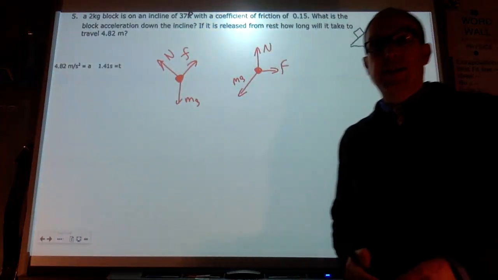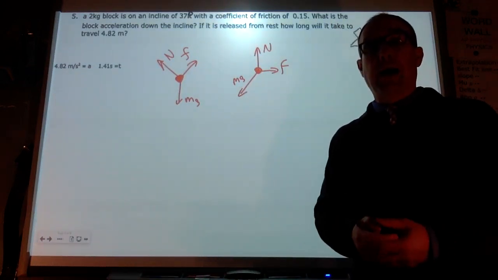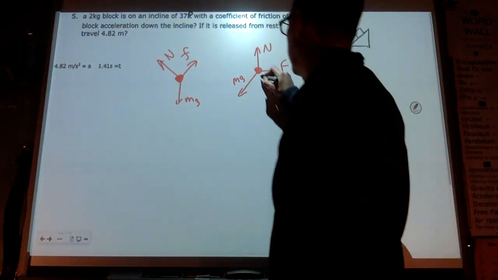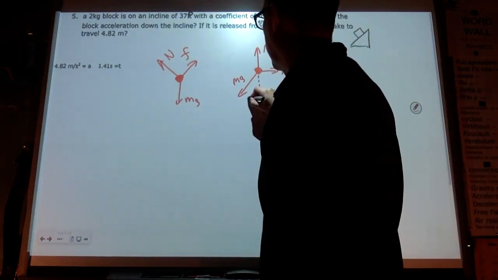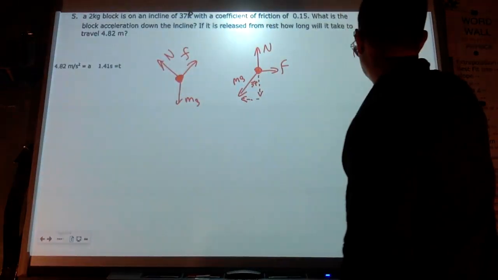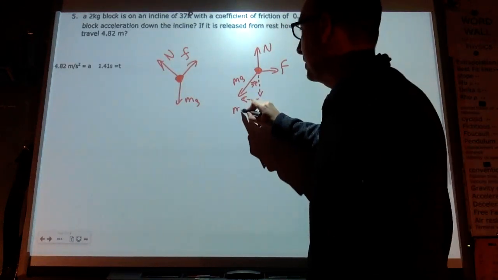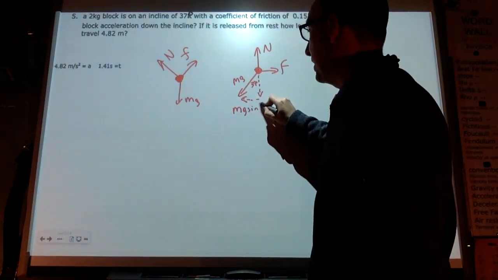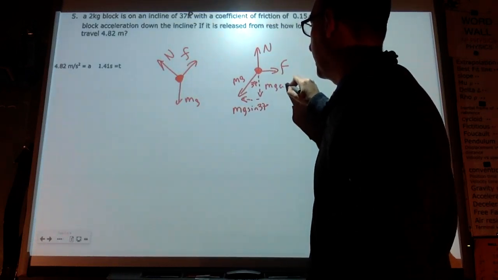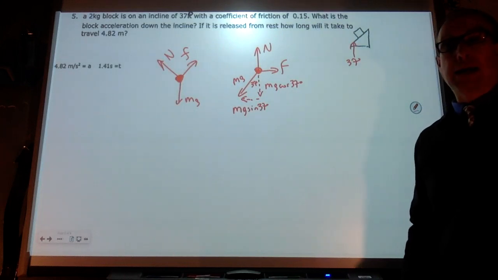And again, I'm interested in the components of the weight. And once we introduce friction, I'm going to have to deal with the y direction. So I don't have to get normal. I know this. And again, this is 37 up here, which is the 37 down there, which means down the incline, I'm going to have mg sine of 37. And perpendicular to the incline, I'm going to have mg cosine 37.